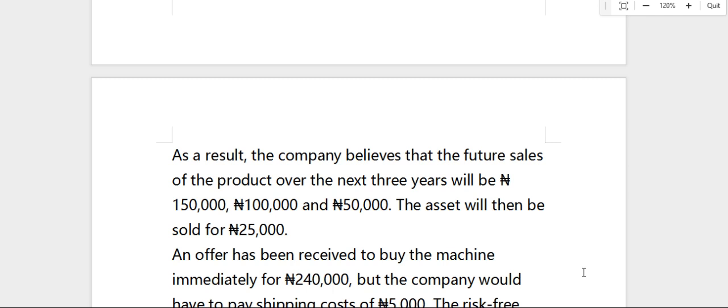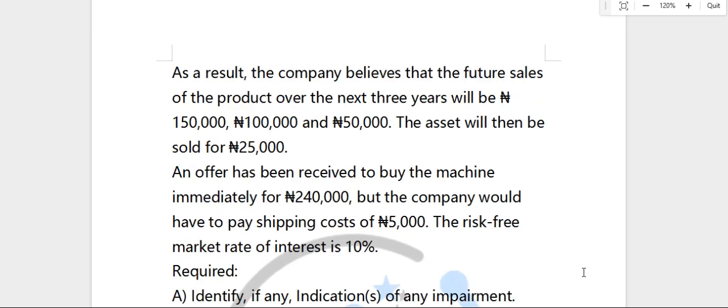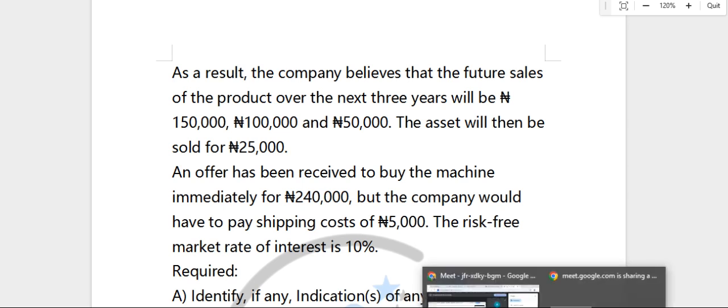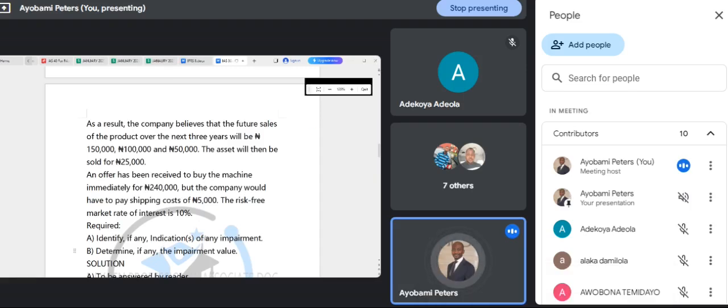So let's read further. They now told us that an offer has been received to buy the machine immediately for 240,000 naira. But the company will have to pay a shipping cost of 5,000 naira. So now this 240,000 naira, who can tell me what is the meaning, class? Raise your hand and talk, please. They say there's an offer for the machine for 240,000, but the company will have to pay a shipping cost of 5,000 naira. Please, class, help me out. What is that cost?